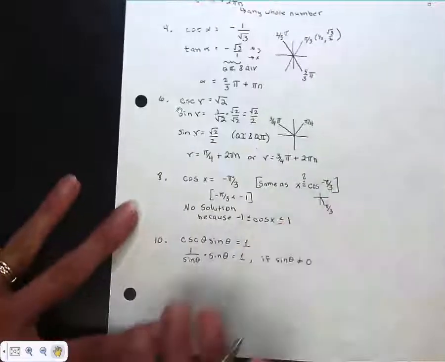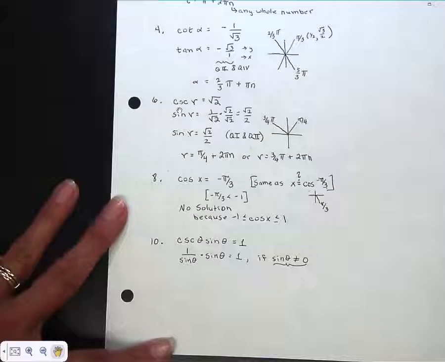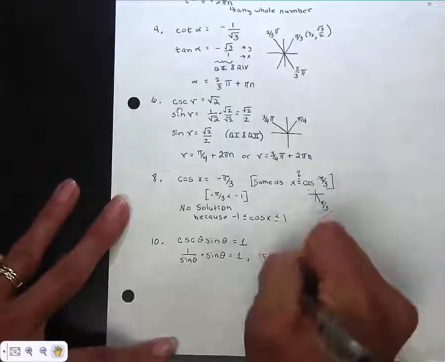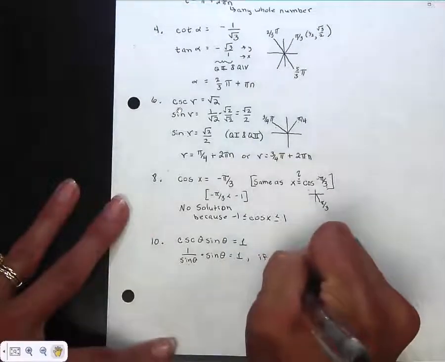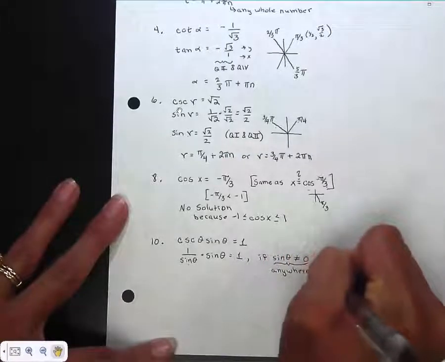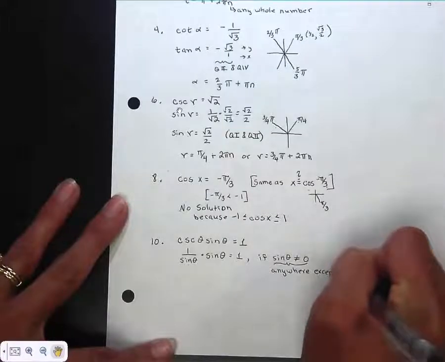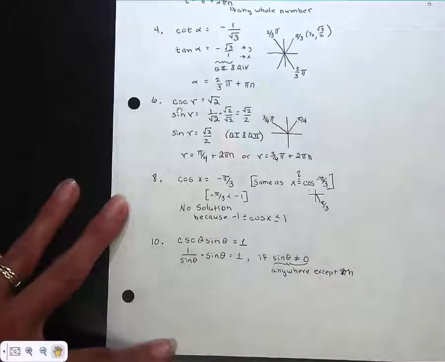So sine is not equal to 0 anywhere except pi n.